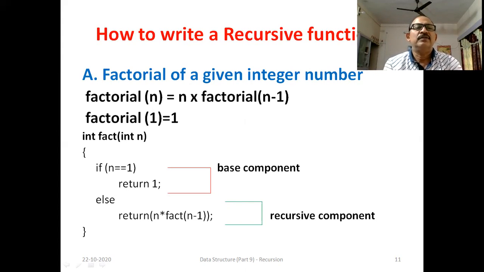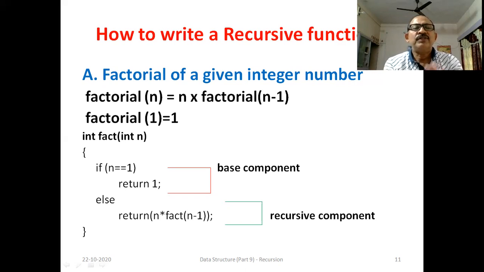Let us take the case of calculating the factorial of a given integer number. Factorial of n is defined in terms of n into factorial n minus 1. And we also know factorial of 1 is 1.